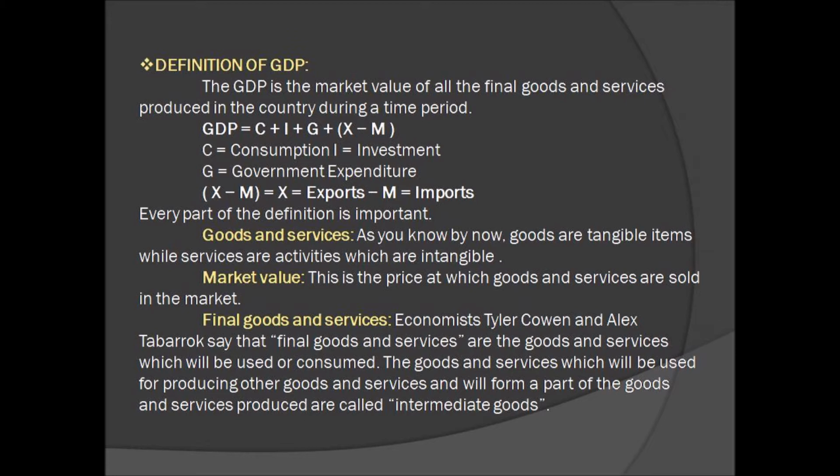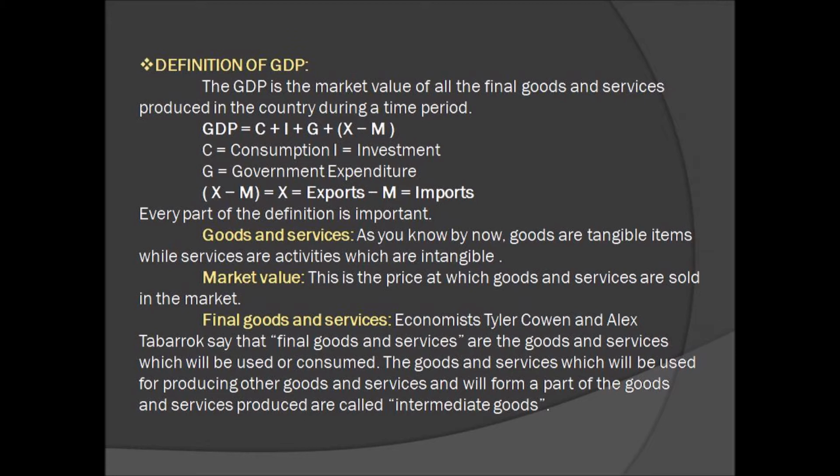And here is the formula to calculate the GDP. GDP equals consumption plus investment plus government expenditure plus the difference between the total value of exports and imports. Here, consumption means the total value of goods or services that are used, and expenditure means the spending amount.